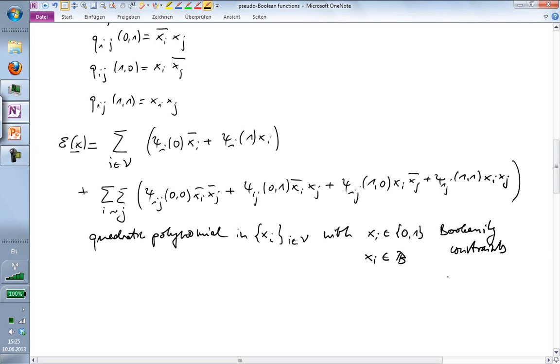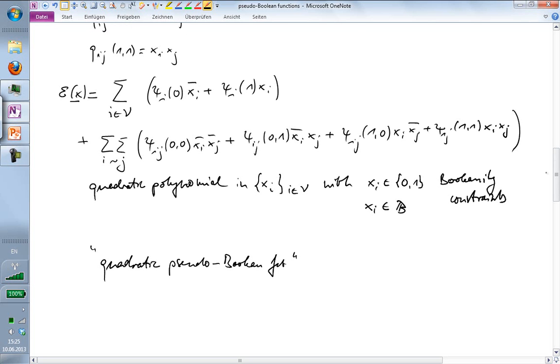And such a quadratic polynomial with Booleanity constraints is called a quadratic pseudo Boolean function. Why pseudo? Because Boolean functions themselves map from Boolean variables to Boolean variables, and here instead we map from a Boolean set, so we map from B to the n to the real set.